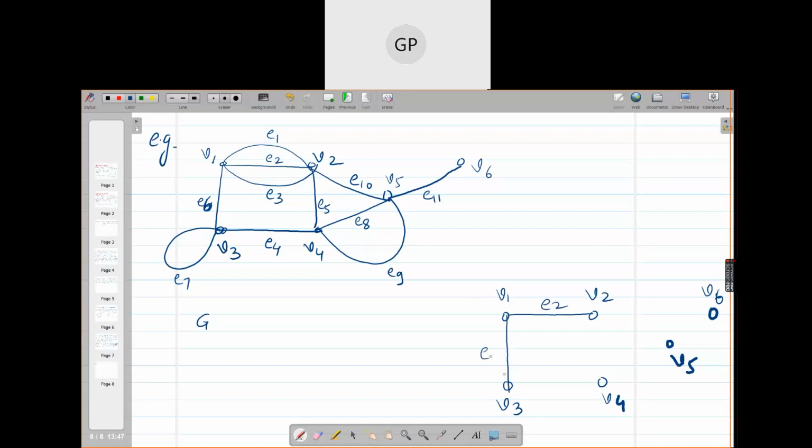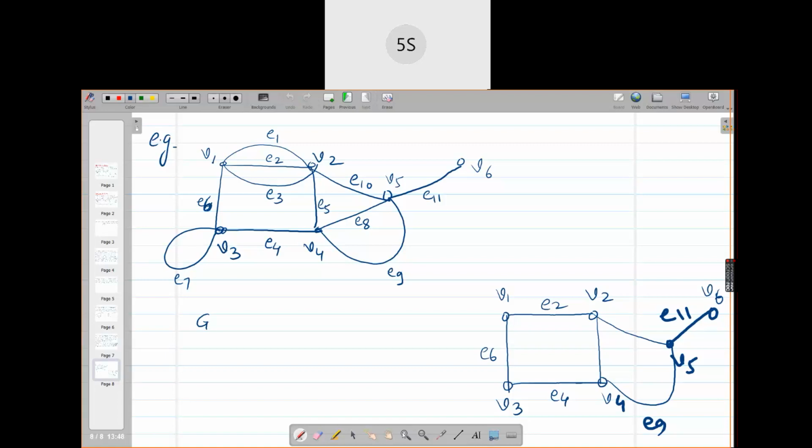Then E6 I can keep. I have to remove all the loops. So E7 I have to delete. Then E8, E9 are again parallel edges. So let me keep E9, E11. Do you understand it? Do you understand it, girls?